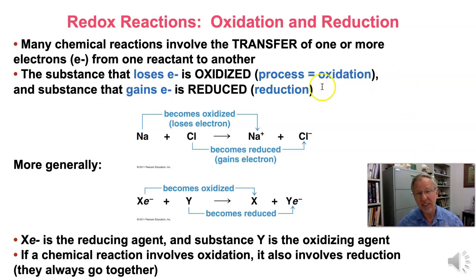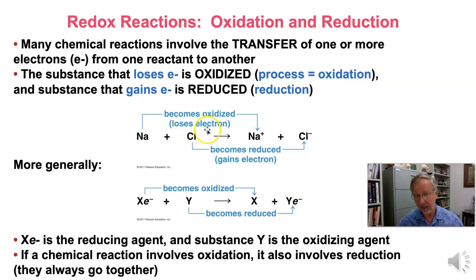Now, any substance that loses electrons is oxidized. That's the word that chemists use. And the process is called oxidation. Any substance that gains electrons during a chemical reaction is reduced, and the process is called reduction. We use that word, or chemists use that word, reduced, because if you gain electrons, then your positive charge is reduced. Electrons counteract that.